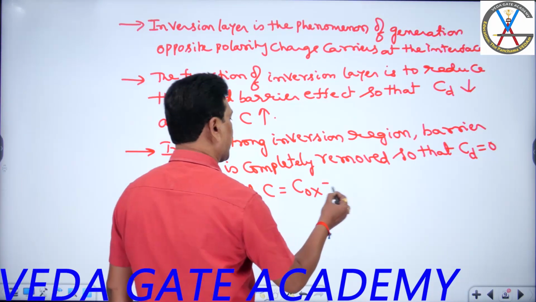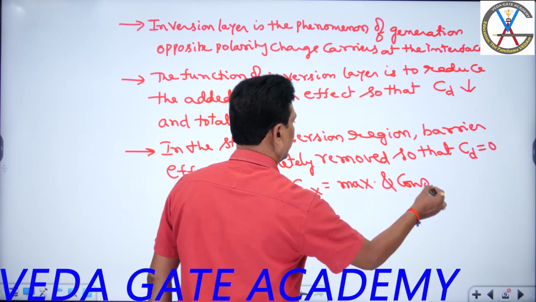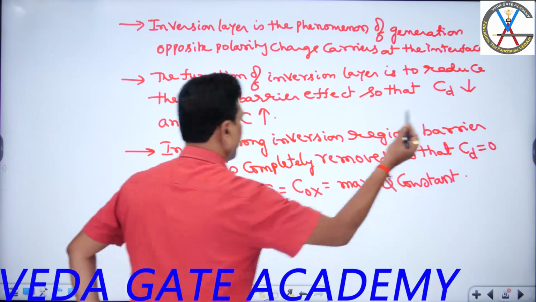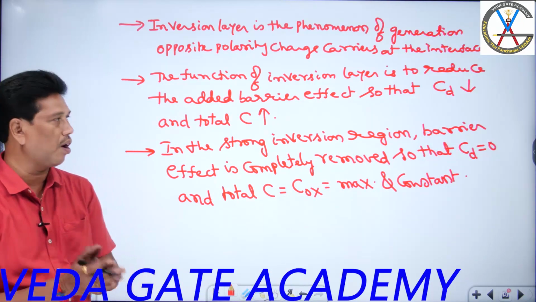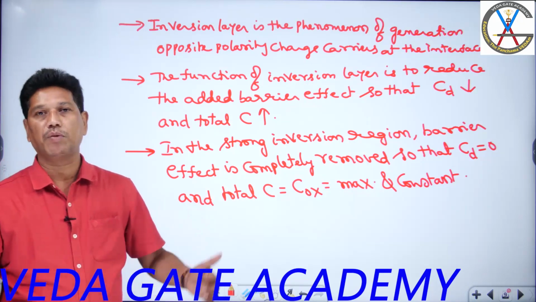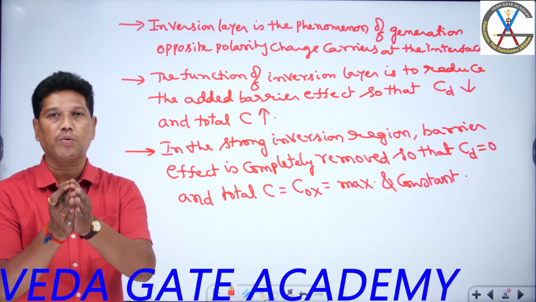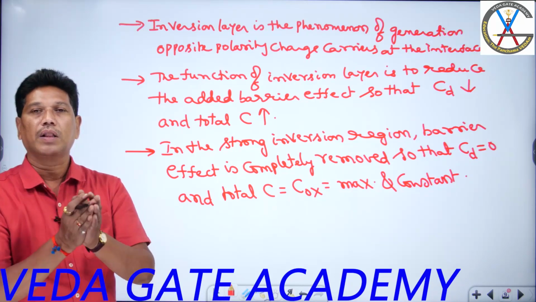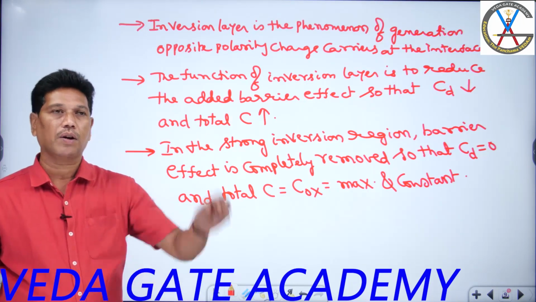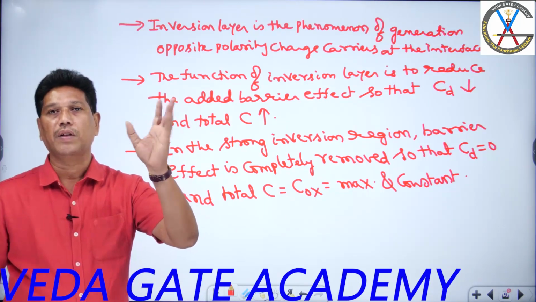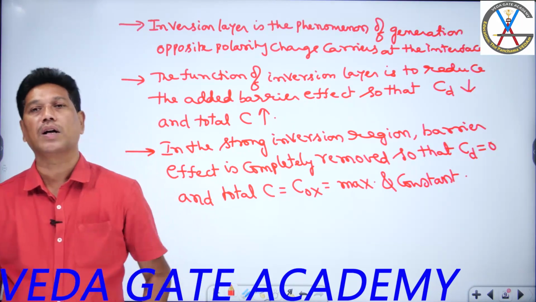Which is equal to what, sir, again? Maximum and constant. So this is called the inversion mode. Confirm, understood, students? First I discussed accumulation mode, applied gate voltage 0 or negative. There the accumulation of free carriers at the interface does not cause any barrier effect. The capacitance is only due to the oxidation region, which is thin and fixed, so the capacitance is maximum and constant.